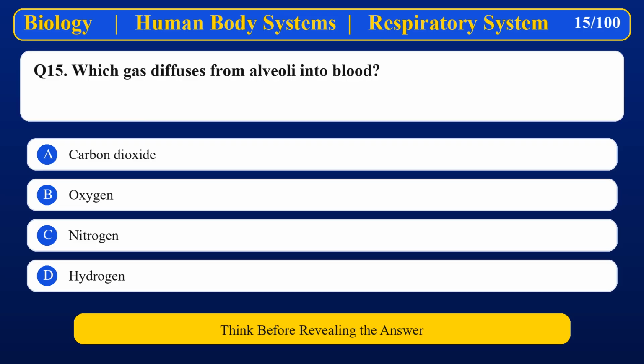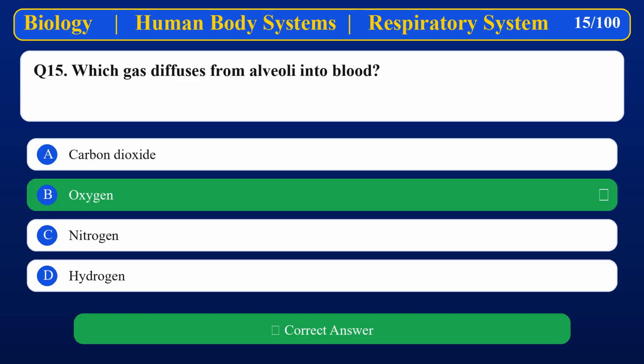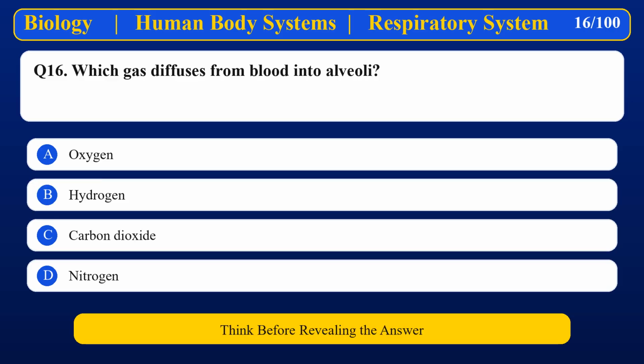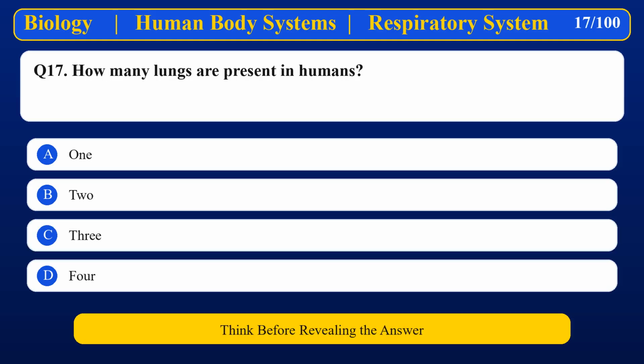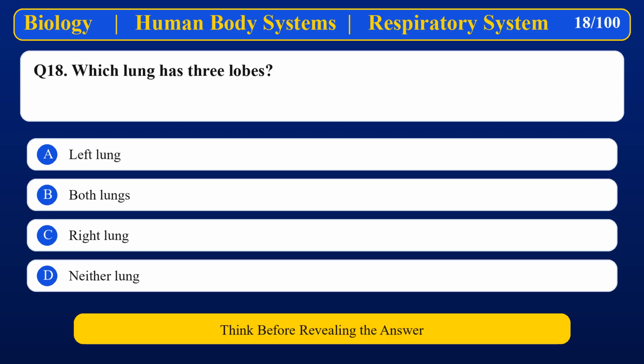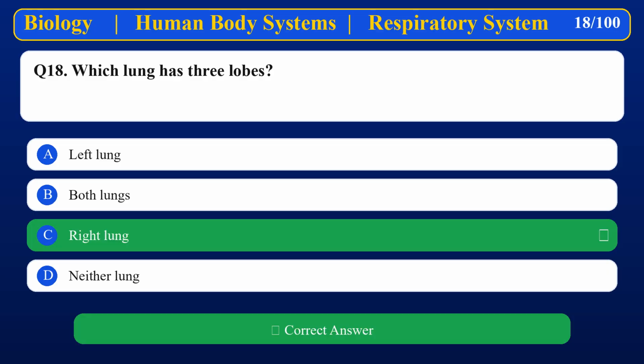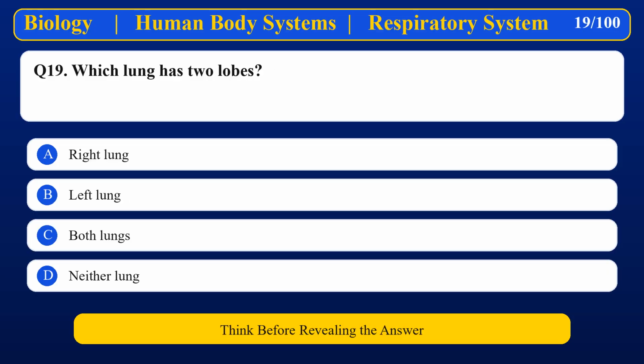Which gas diffuses from alveoli into blood? Oxygen. Which gas diffuses from blood into alveoli? Carbon dioxide. How many lungs are present in humans? 2. Which lung has 3 lobes? Right lung. Which lung has 2 lobes? Left lung.